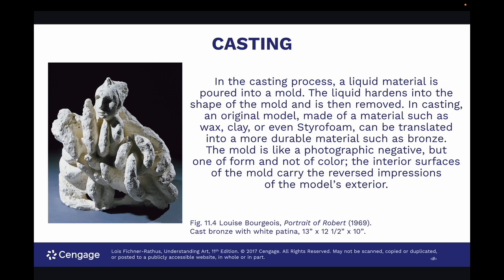So it only looks like the form. It doesn't have anything to do with color. And then the interior surfaces of the mold carry the reversed impressions of the model's exterior. So this example we're looking at is a cast bronze sculpture that the artist then gave a white patina, which is a surface covering to give it a certain color.